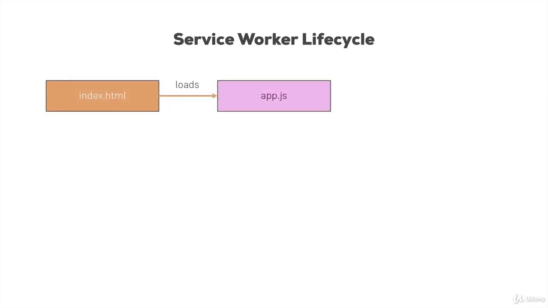Let's understand how a service worker is registered. We have an index.html file which probably loads an app.js file. So this is all a traditional web application, nothing service-workerish about it. Now in the app.js file, we can execute some code to register a service worker, which lives in its own JavaScript file. I'll show you this code in the next lecture.